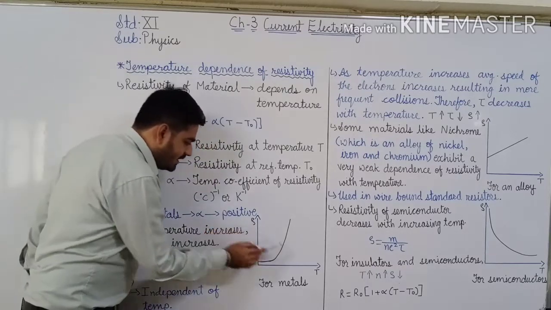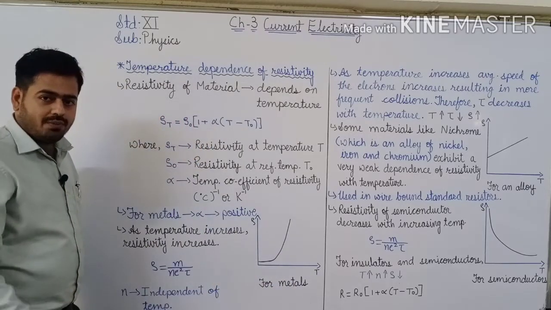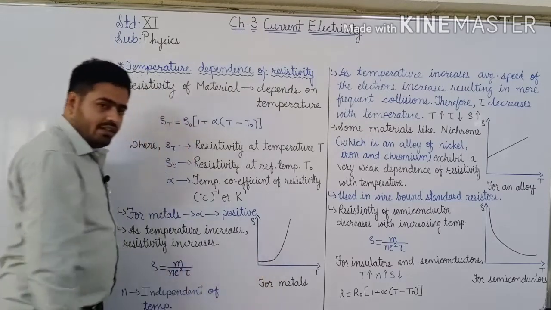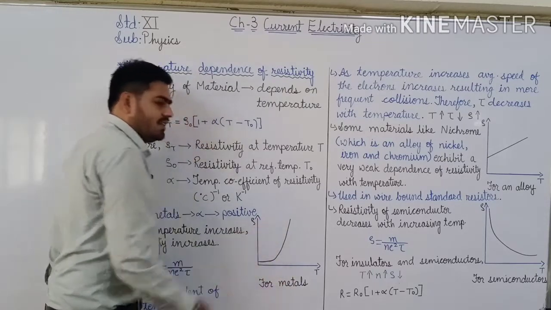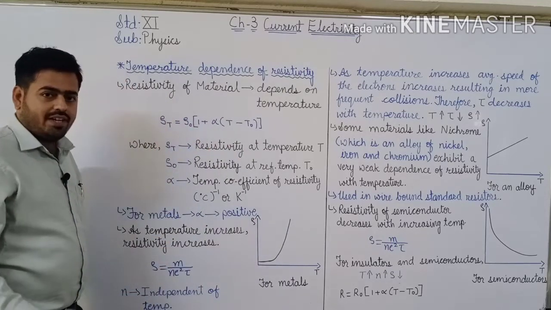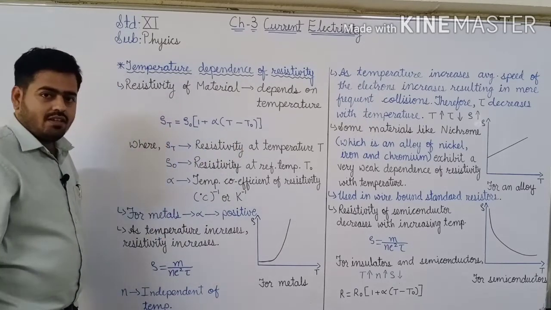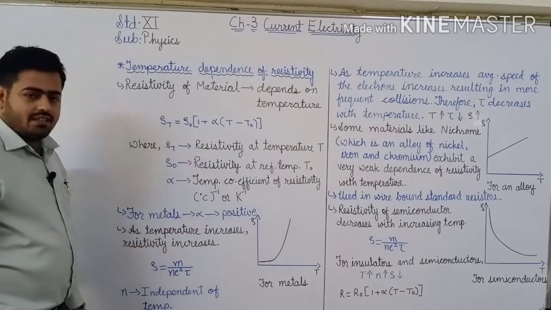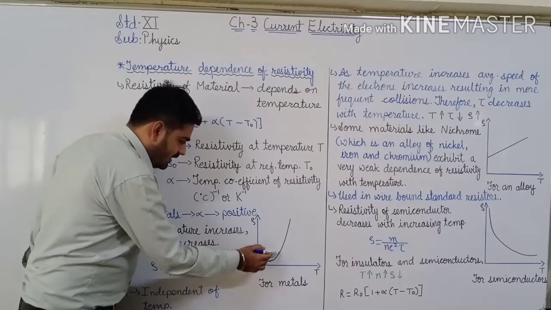So the graph of resistivity versus temperature for metals is like this. At a low value of temperature, that is less than 50 Kelvin, the graph is non-linear. But after that, the graph of resistivity versus temperature is linear. So this is the linear relationship. For limited range of temperature, this formula of resistivity is applicable. From this graph it is clear that as temperature increases, resistivity increases.